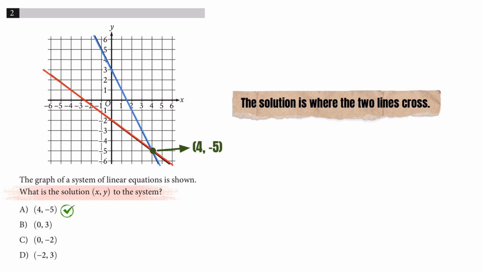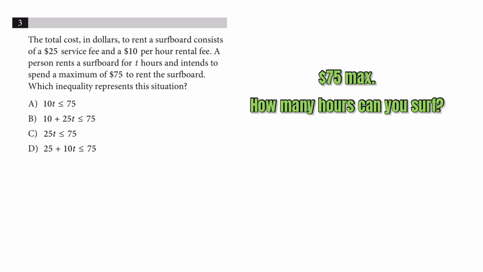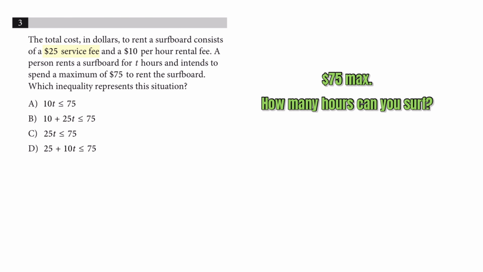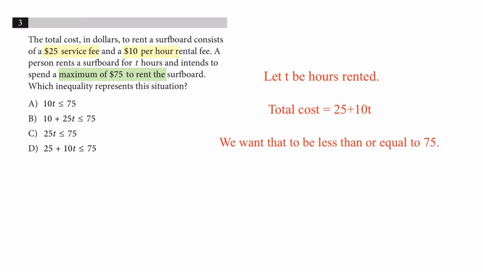Got it. Now, a classic SAT question. Modeling cost. We have a $25 service fee plus $10 per hour. Renter wants to spend at most $75. Let t be hours rented. Total cost equals 25 plus 10 times t. We want that to be less than or equal to 75. That matches choice D. Done.